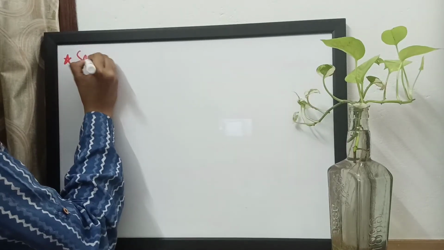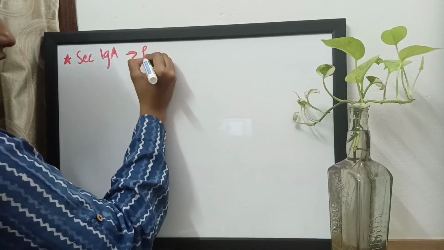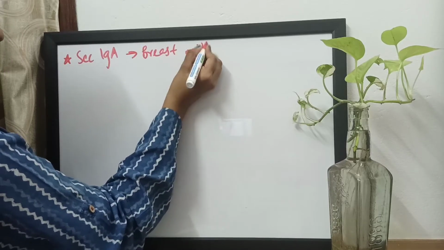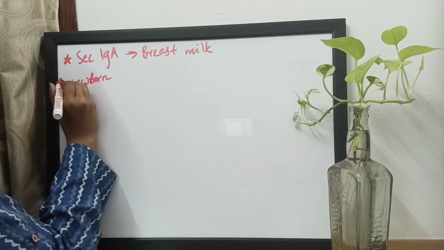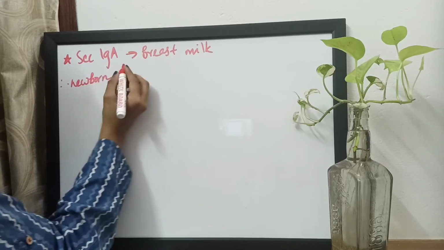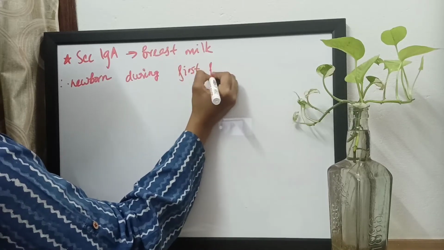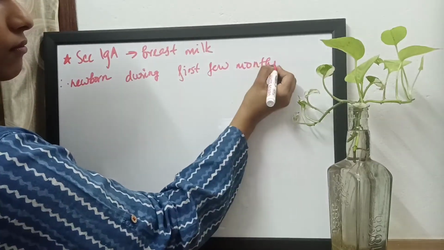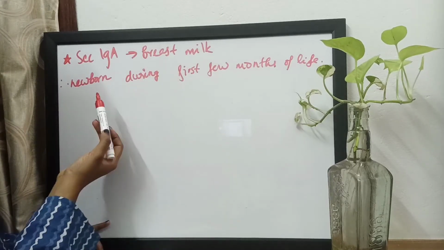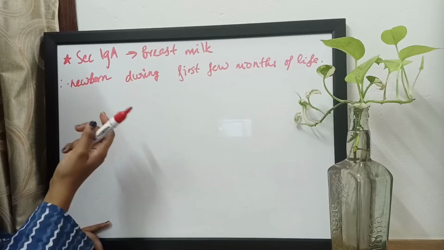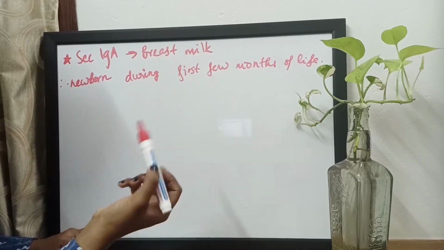The third function of secretory IgA is that it is present in the breast milk. And what does this do? Therefore it protects the newborn during the first few months of life. That's a very important function. It's present in the breast milk and therefore provides the newborn enough antibodies, protects the newborn during the first few months of life.